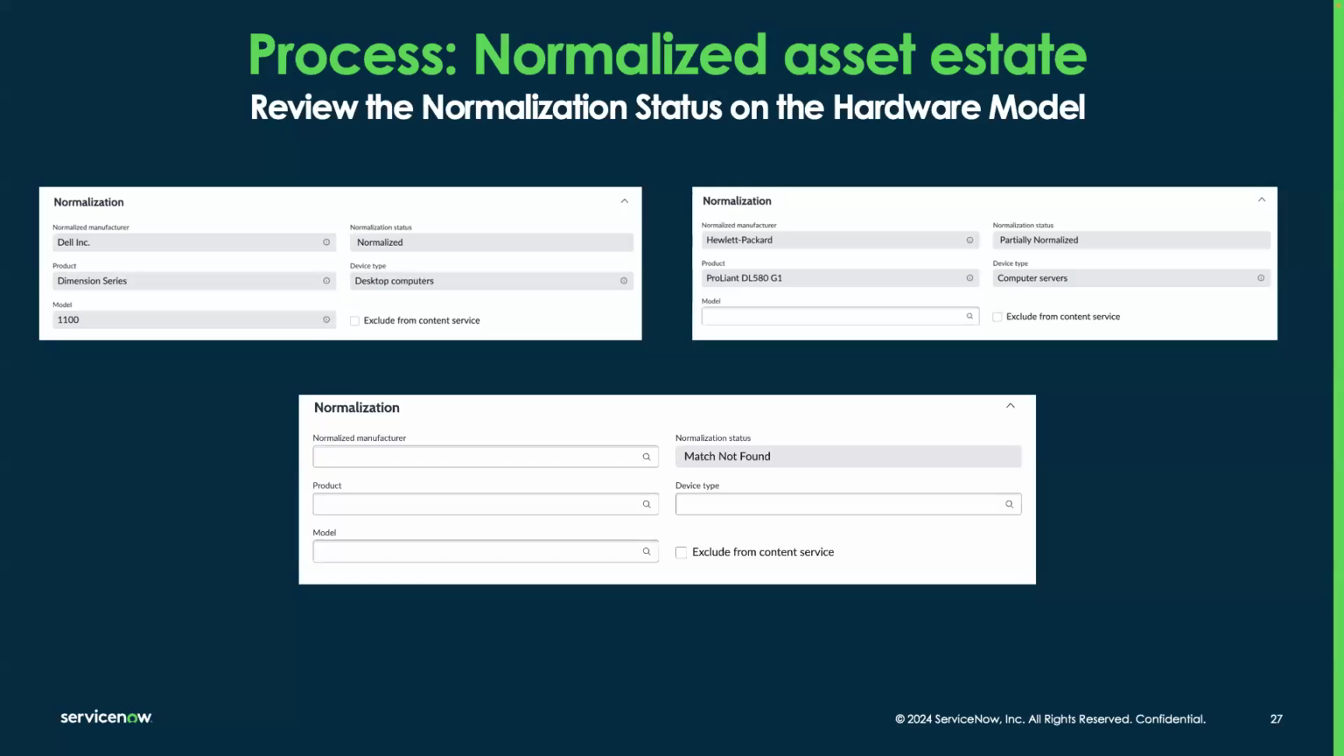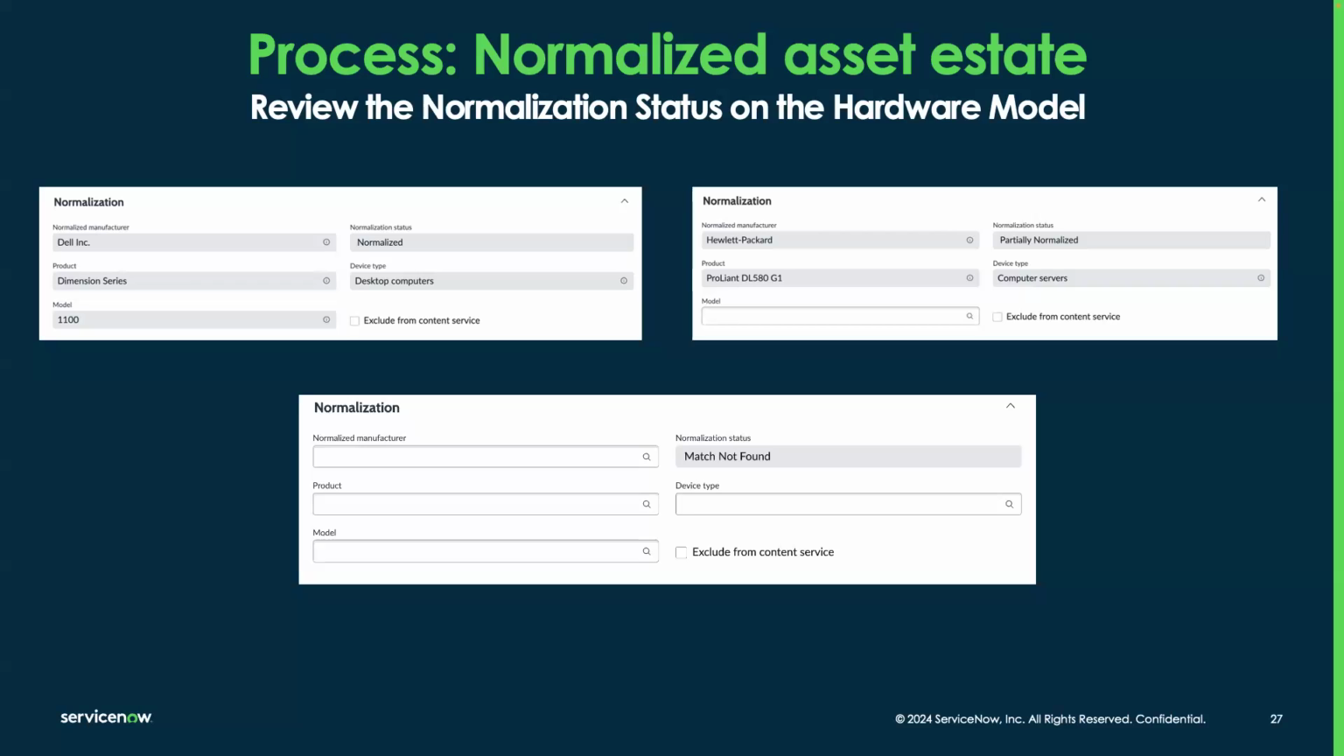One thing to notice, and I want to call out here, is that when a field is normalized, you'll see that it is grayed out and it cannot be updated. So on the normalized one, you'll see that all those fields are now normalized and they cannot be updated manually. On the one on the right, you see that it's partially normalized.